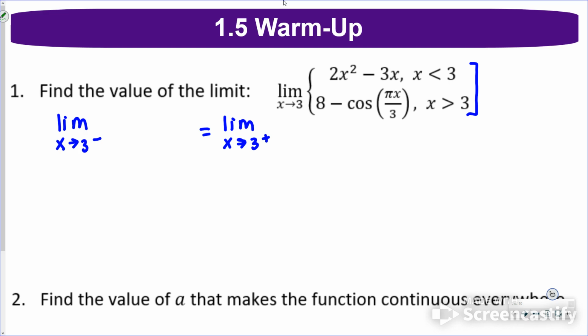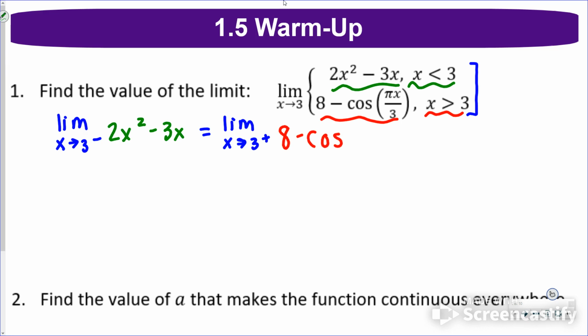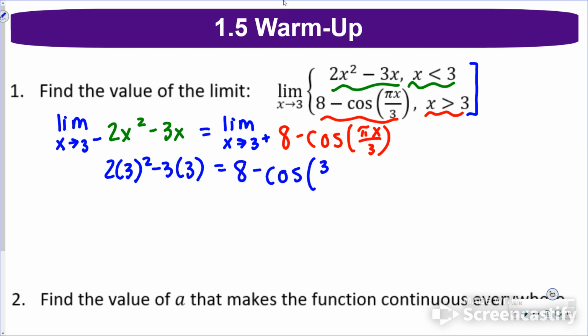For the first one, 3 from the left, that would be everything less than 3, so I'd use this top piece. 3 from the right would be everything to the right, or greater than 3. So I'd use this piece. Both of these you could just direct substitute 3 in. This side you should have gotten 9.